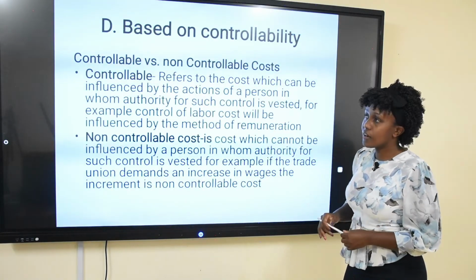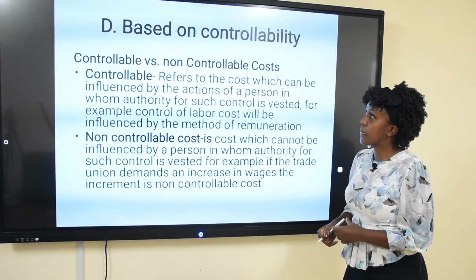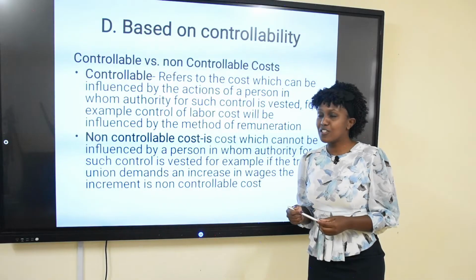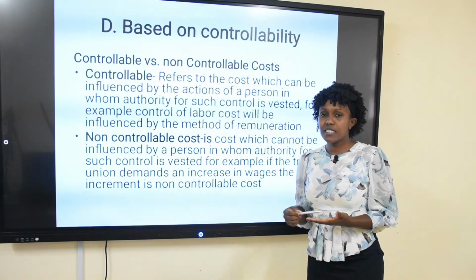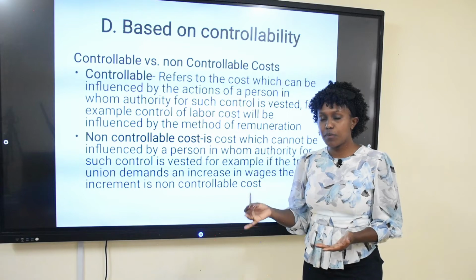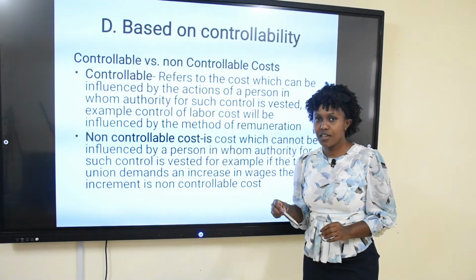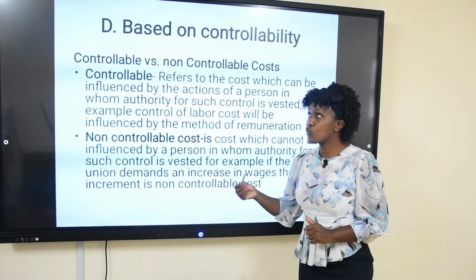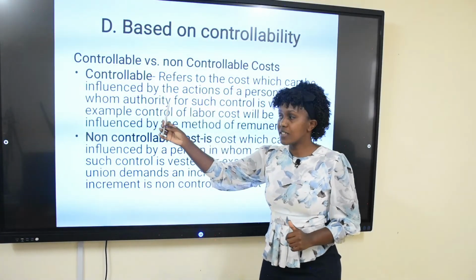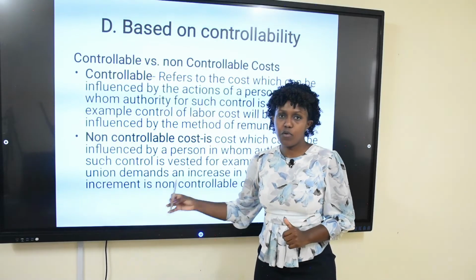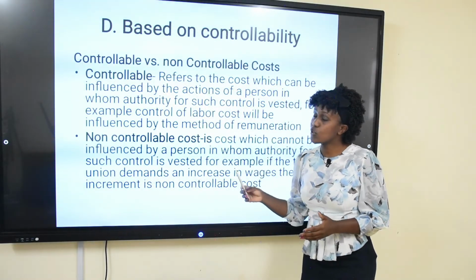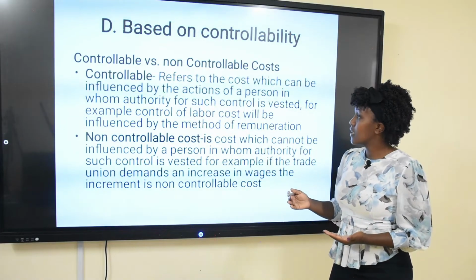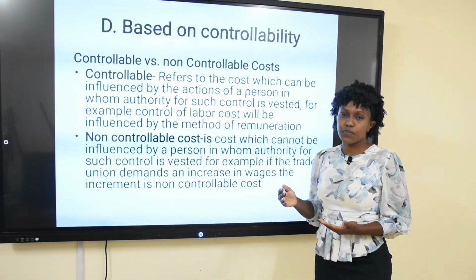So the next one, classification number 4, is based on controllability. Now, what is controllability of cost? There is somebody who is put in charge or responsible for certain costs. That manager, for example, who is in charge of certain costs, some of the costs to him are controllable, while some are non-controllable. Controllable costs are those costs that he can influence. He has direct influence. By his actions, he can influence the cost.